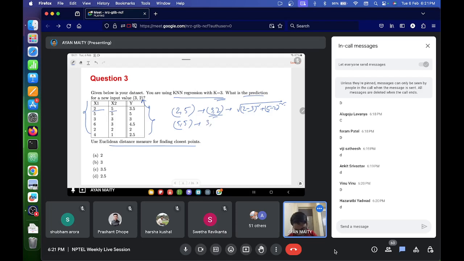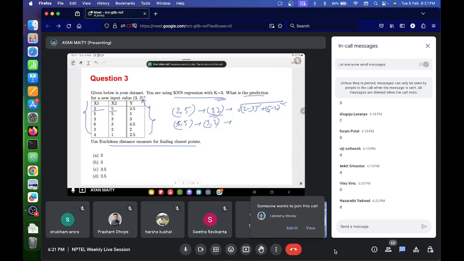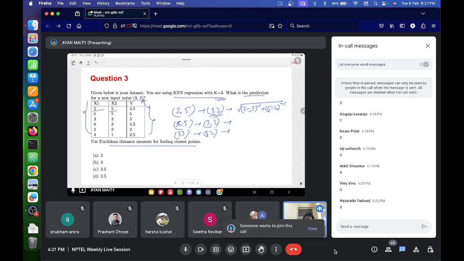This way you have to find out the distance between this new point and all the other points. The second point is 5 comma 5, then the third point is 3 comma 3. That way you find the distance between the new point and all the other points. Then you have to find out the three closest points based on these Euclidean distance values that you would calculate, and take the average of the y values of the three closest points. This is what you have to do.